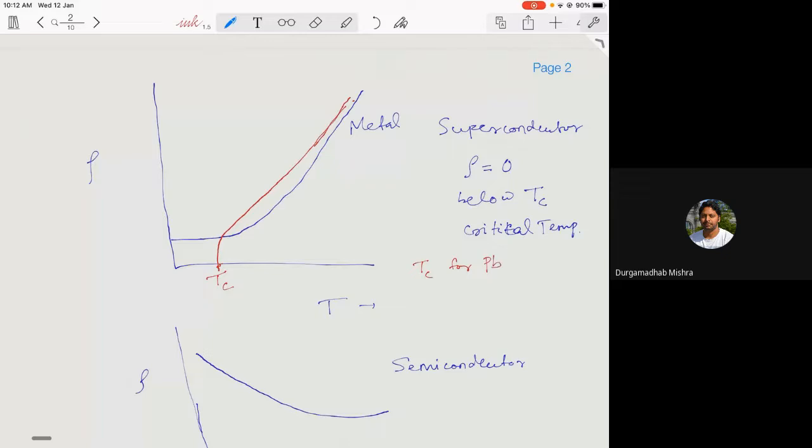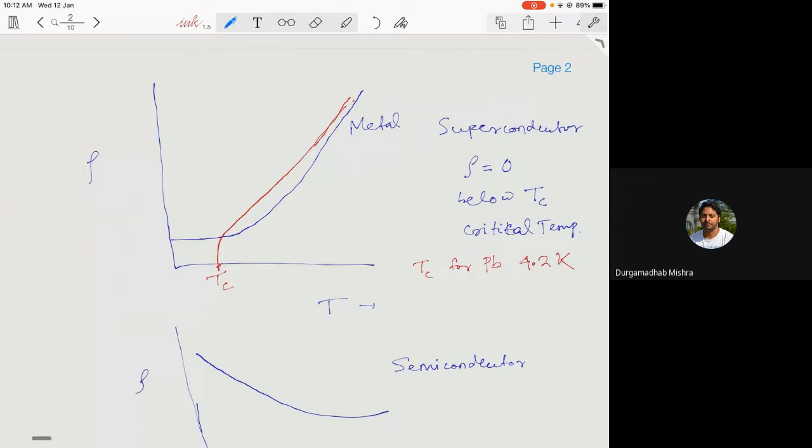So all materials do not become superconductors. Some metals become superconductors. For example, lead is one example where Tc is about 4.2 Kelvin. So really small, the Tc. And that is why research is going on on how you can get a superconductor at room temperature, right?